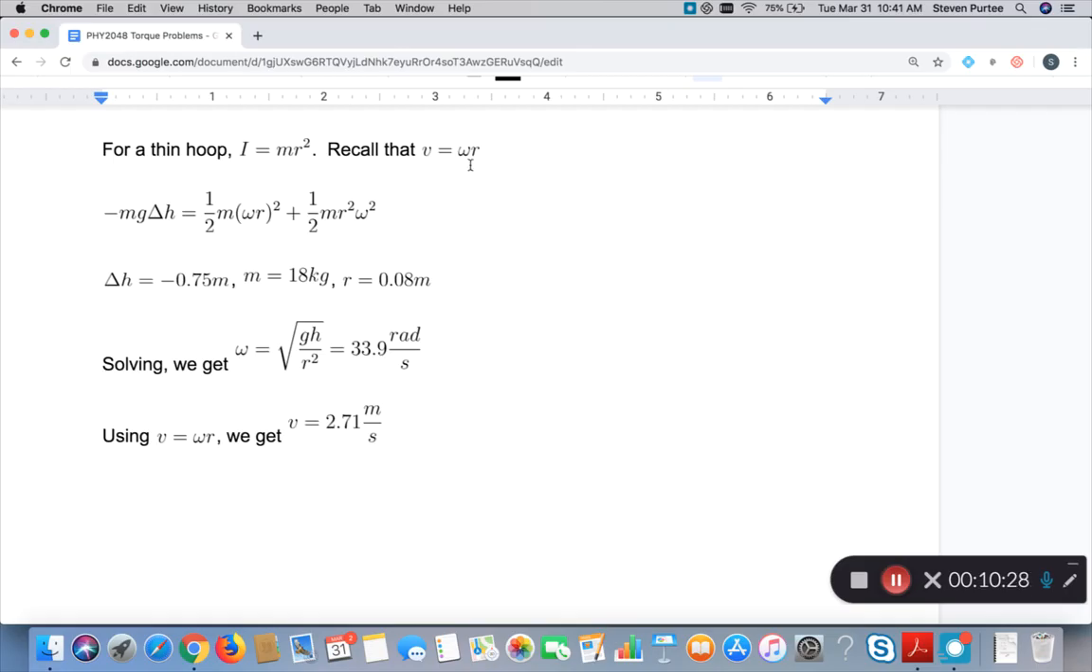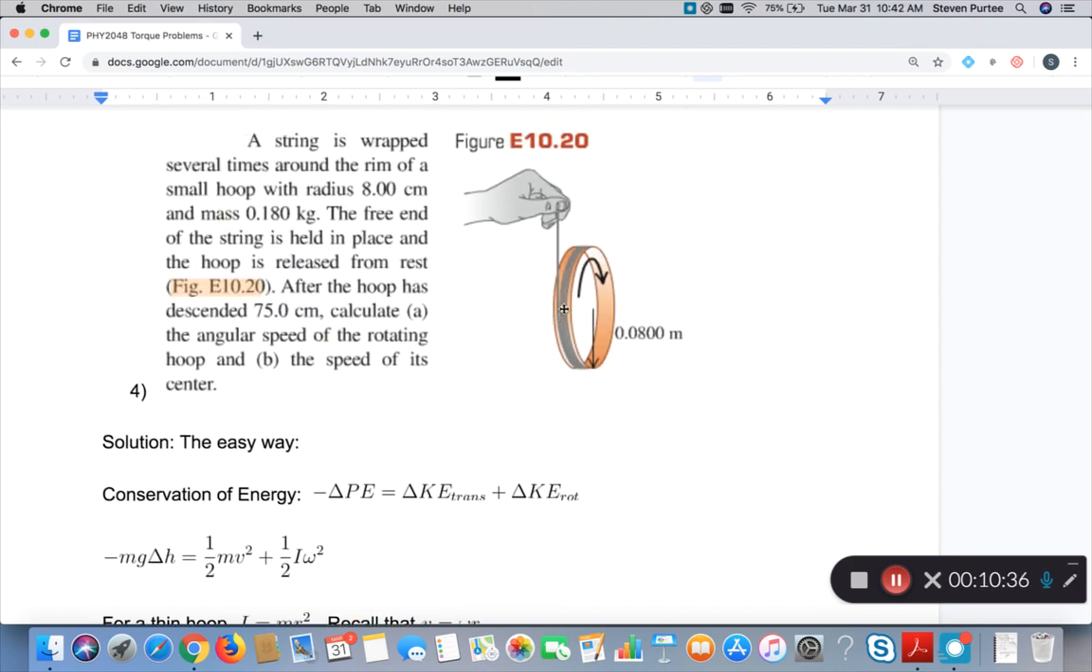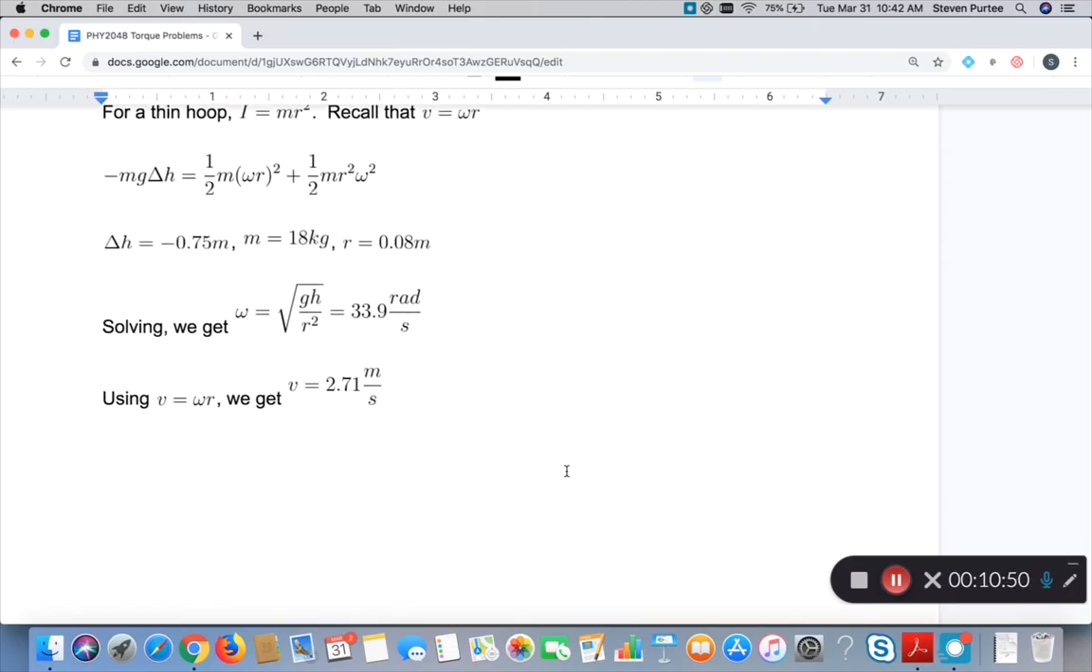And then V equals omega R, or R omega. Our linear speed is 2.71 meters per second. So if this were falling down, that's how fast the center of mass is falling. That's also how fast, if you put a little piece of tape here and you watch it spin around as it goes, that's how fast that tape is moving linearly.